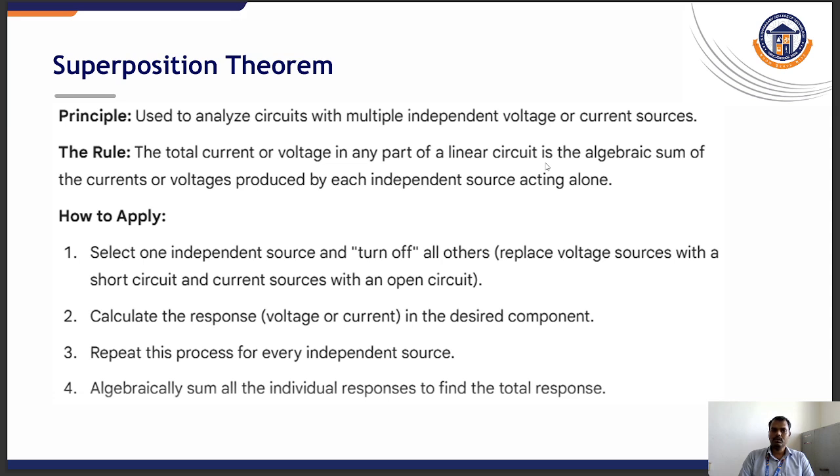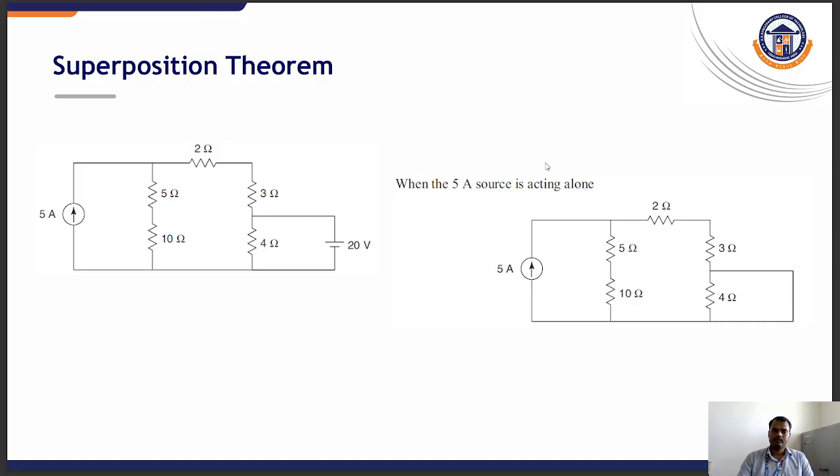So this is how superposition theorem is applicable. We will be selecting one independent source and turning off other sources. That is, we will be replacing voltage sources with short circuit and current sources with open circuit, and then we will be calculating the response, that is voltage or current, in the desired component. We will be repeating this process for every independent source, and then algebraically we will be adding all these values in order to get the desired or final output.